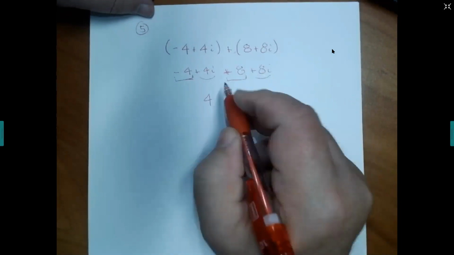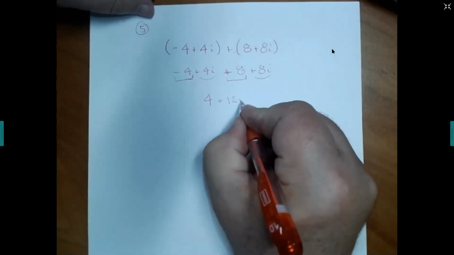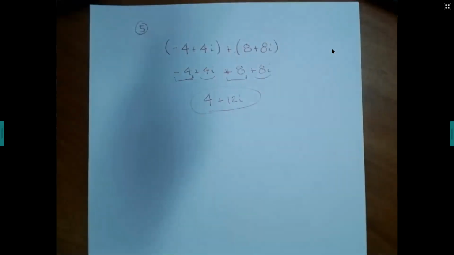The i's, they're both positive, so it's going to be positive. 8 plus 4 is 12i. There's the answer: 4 plus 12i.